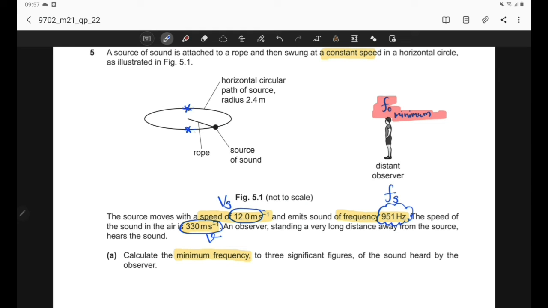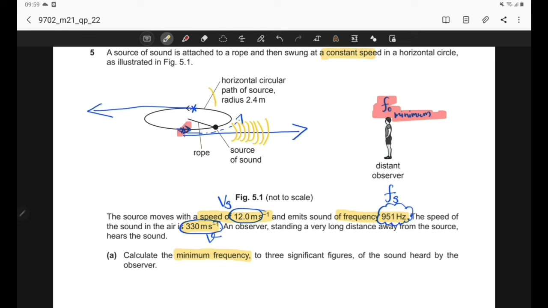When the source is on this side, as the direction indicates, the sound source is moving towards the observer as it circulates in this direction. At this particular point, we can say the sound source is approaching the observer. So when the source is approaching, the wavelength of the sound wave will be less compared to when the source is moving away. Suppose the source is here, it will be moving away from the observer.